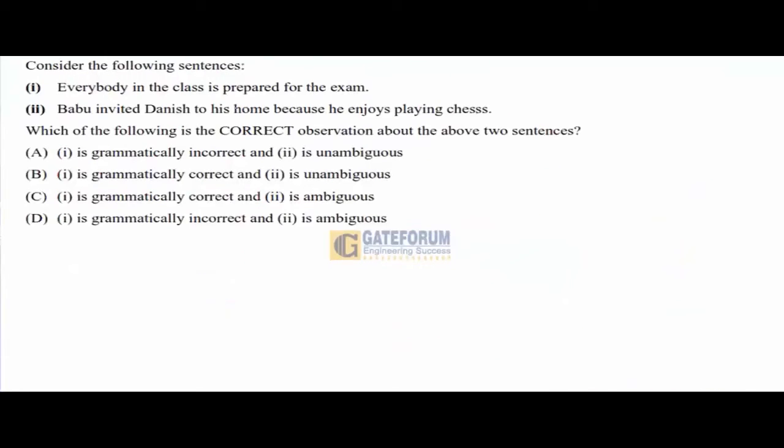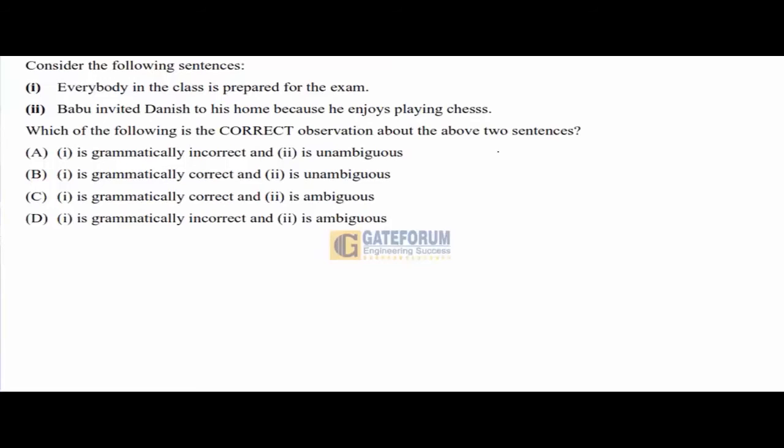Consider the following sentences. Everybody in the class is prepared for the exam. Babu invited Danish to his home because he enjoys playing chess. They have asked me which of the following is the correct observation, and the options given are such that if you notice every option, it is about the grammatical correctness of the first and about the ambiguity of the second. It is about the grammatical correctness of the first and the ambiguity of the second.